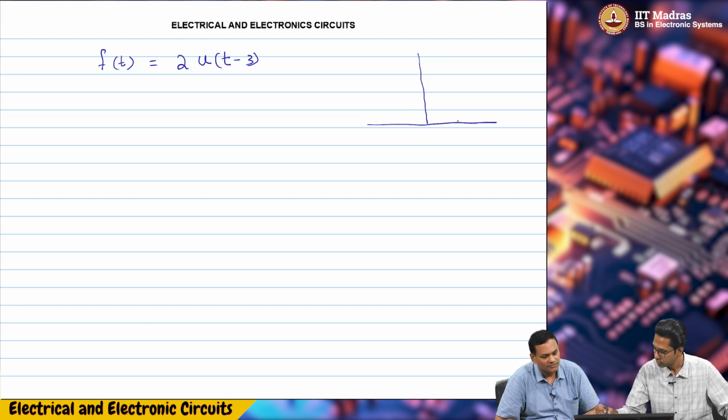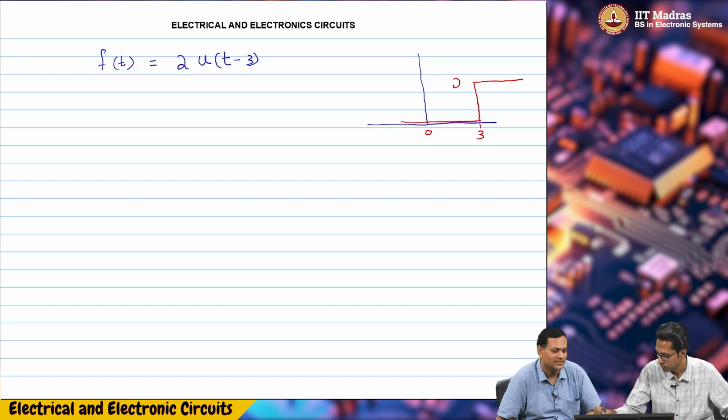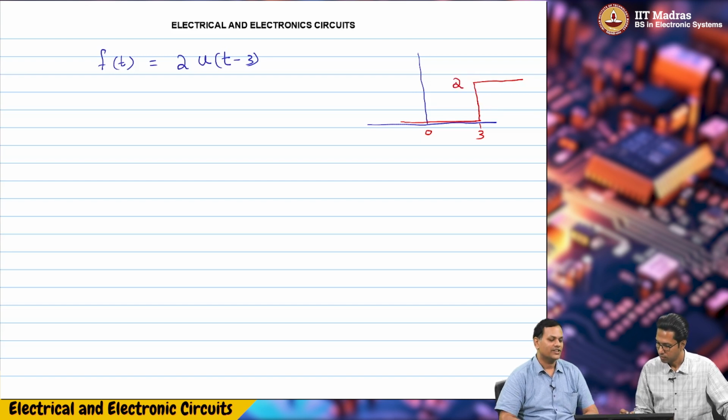So what you're saying is at 0 it is not going up. It will go up around 3. Correct. So this is 0 till here, and then it will go up to 2 volts, no? Not 1, because it's 2 u of t minus 3. Okay, so this is the signal: 2 u of t minus 3.